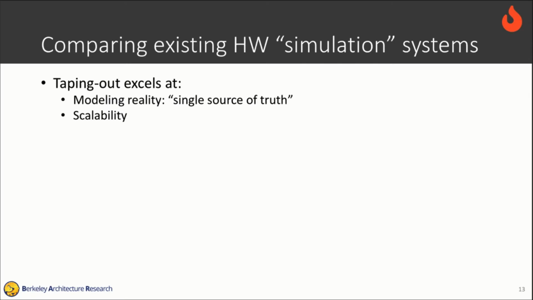So if we take a look at how people model systems today, there are a couple of options. First off, we can just say that we're going to build the real system, do a real tape out. This is really good for modeling reality. We have a single source of truth, we get the real thing, and it's very scalable. We just take more chips and hook them together.